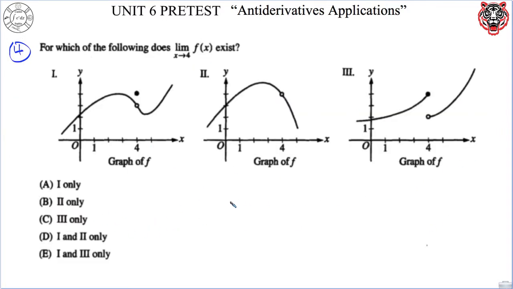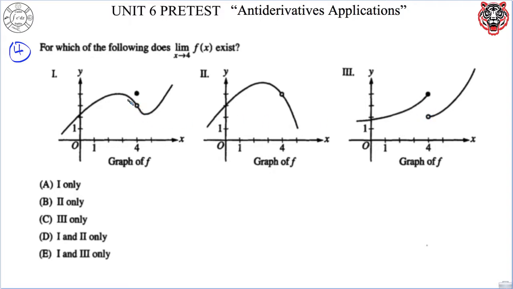And on to the multiple choice, number 4. Which of the following does the limit as x goes to 4 exist? So this is the double-sided limit, so I'm just testing that the left and the right come together. Notice that I'm not actually seeing if it's continuous. I don't care if there's a break here. I don't care if there's a hole here. I do care if there's a gap there, but not for reasons dealing with continuity.